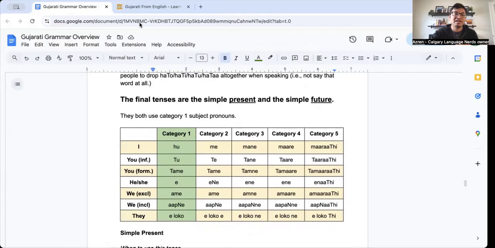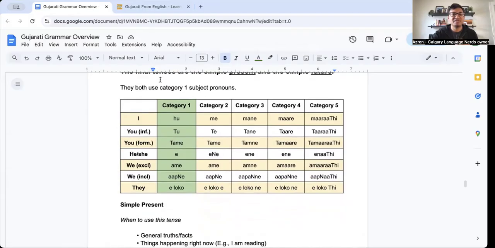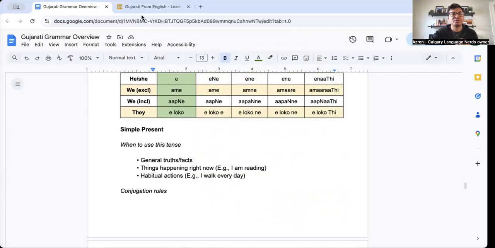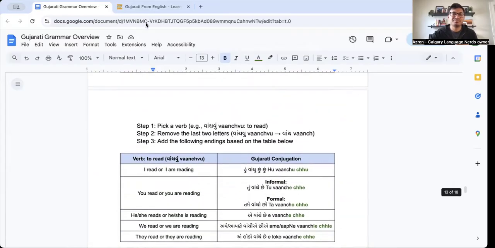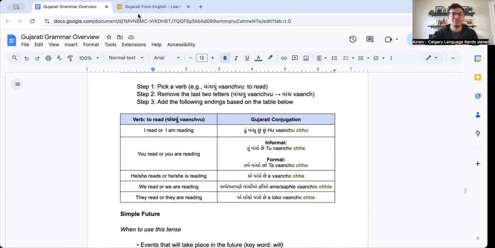The final tenses we'll look at are the simple present and the simple future. They both use category 1 subject pronouns. Simple present, we use it for general truths and facts, things that are happening right now, like I'm reading right now. And then habitual action, something you do every day or every week, every month, right? For conjugation rules, we pick a verb such as vanchvu. We get rid of the last 2 letters, and then we add the following based on the table below. So I read or I am reading, hu vanchu chu.